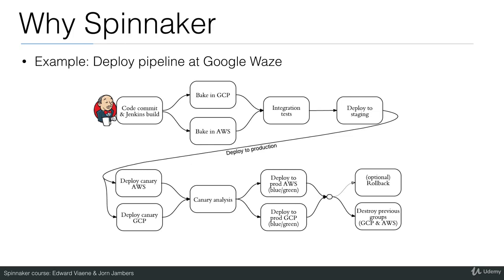This canary analysis can be manual judgment or an automated step where if it doesn't return error codes or whatever more, it goes on to the next deployment strategy, in this case the blue-green deployment. Then it's going to deploy it to production AWS and at the same time it's going to deploy it to Google Cloud. Then there's an optional rollback. Let's say the feature throws out a bug or something customer related. But in a normal flow, the next step is to destroy the previous groups, Google Cloud and AWS resources, because everything is immutable at Google Waze.